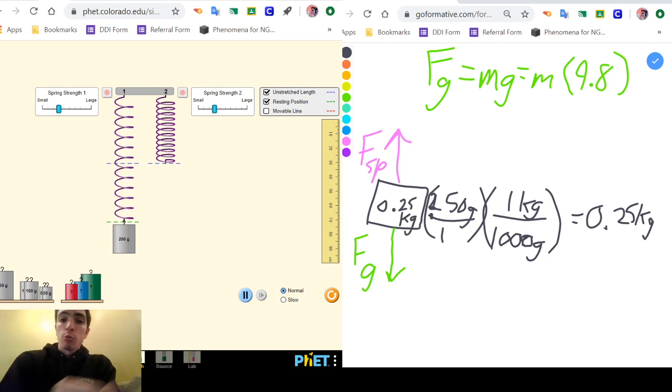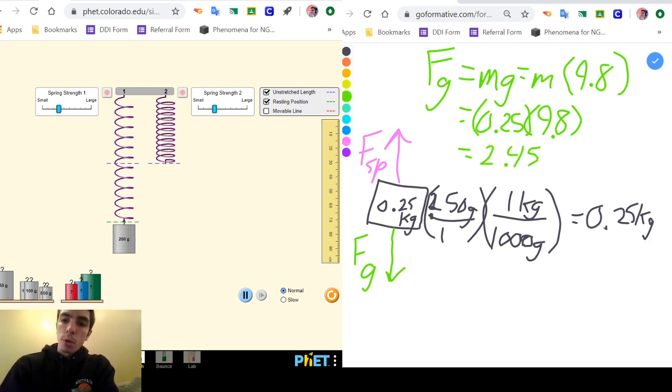So now we're actually ready to go back and calculate that force of gravity. So we take that 0.25 kilogram mass, multiply by the 9.8 meters per second squared acceleration due to gravity on Earth, and we get 2.45 newtons. And I'm going to go ahead and add that to my diagram.